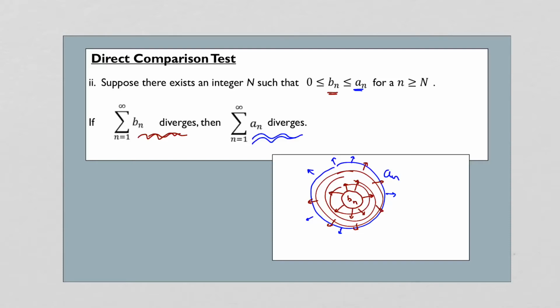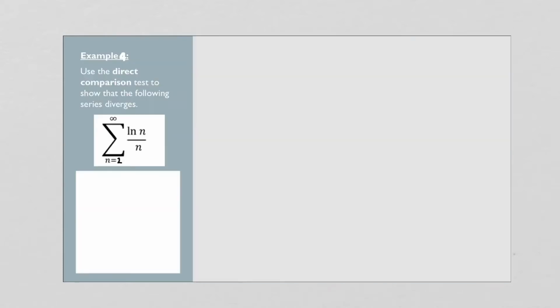So let's talk about our next example. Example number 4. Use the direct comparison test to show that the following series diverges. This time we take a look at the infinite series n equals 2 to infinity of the natural log of n over n. That is our series that we call a sub n.